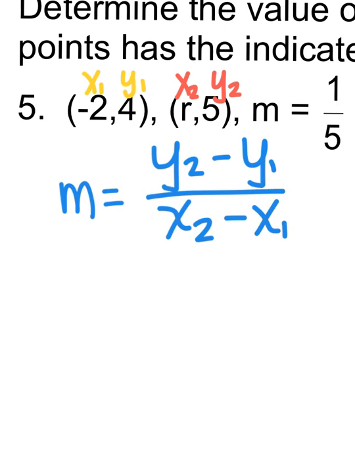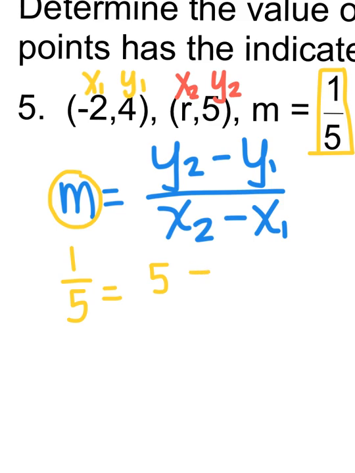Now let's begin substituting what we know. We do know the slope this time. It's given right here. The slope is 1/5. We will substitute 1/5. Now y2, that's 5, minus y1, that's 4, over x2, that's r, minus x1, that's negative 2.